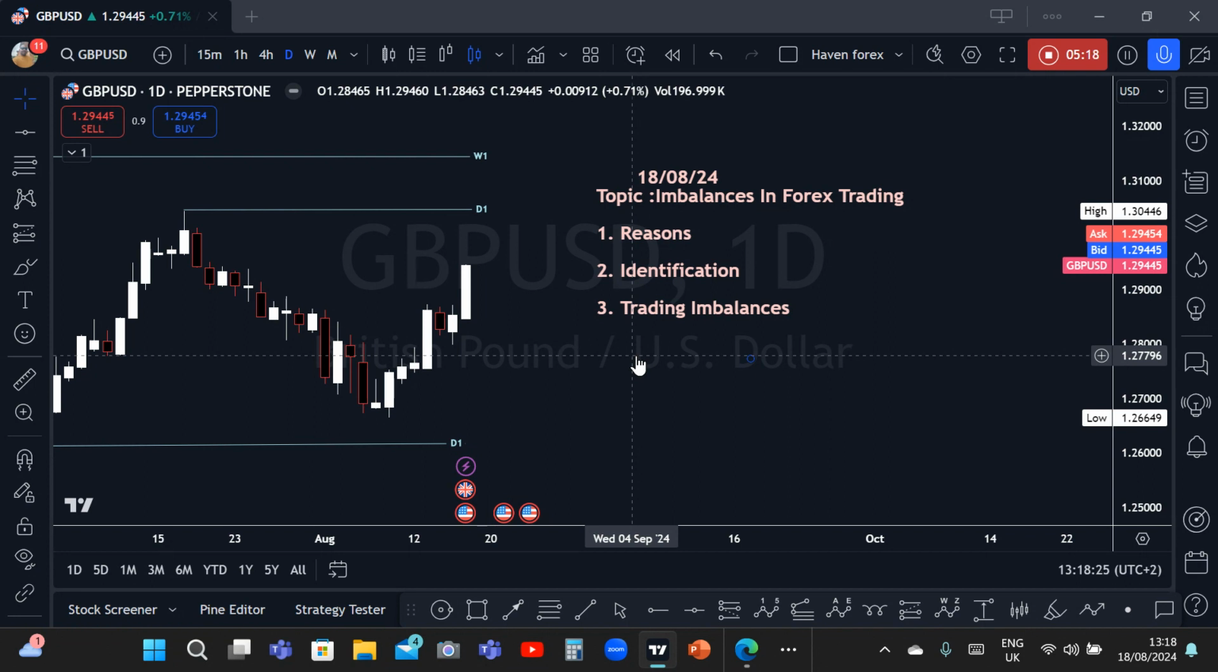Now, the next point is the reason imbalance occurs. This can happen due to various factors like economic news releases, geopolitical events, or market sentiment. So those can influence it.